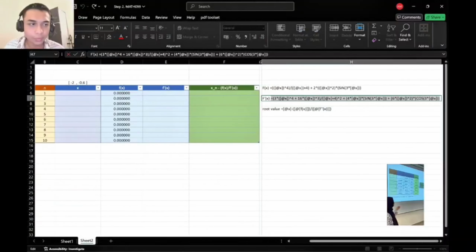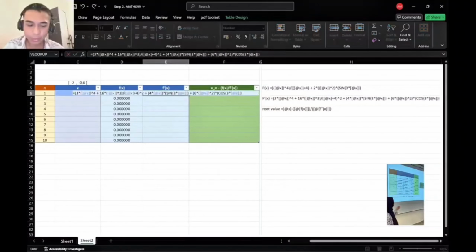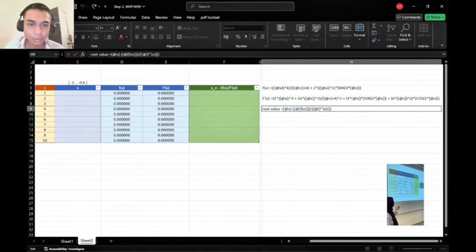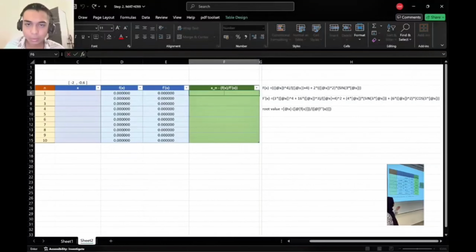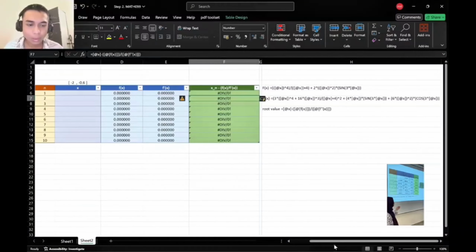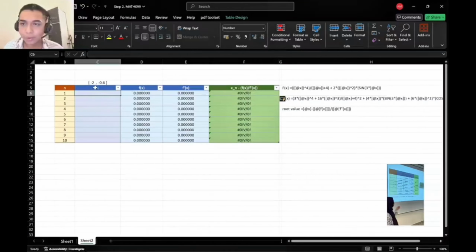Same goes for the derivatives and the root value, and then we can put our intervals from -2 to -0.6. We decide to put -1, and this is all in 6 decimal places because we want to round off the root value to 5 decimal places.